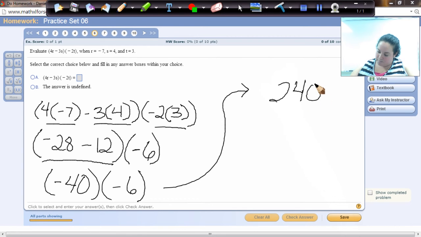And then you count up the negatives. We have 2 negatives, so two negatives cancel each other out. Even number of negatives is a positive number.